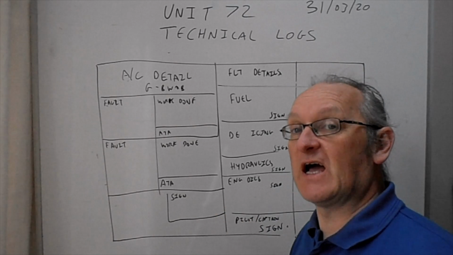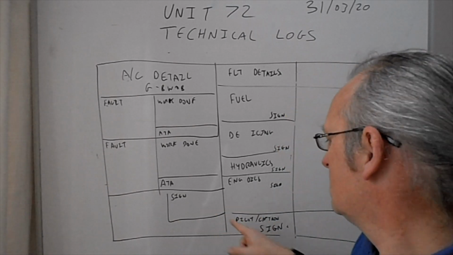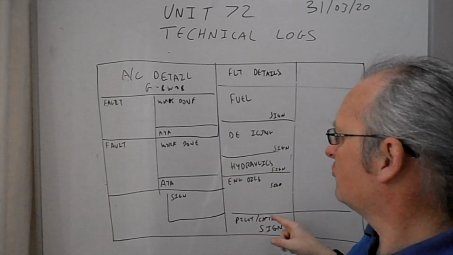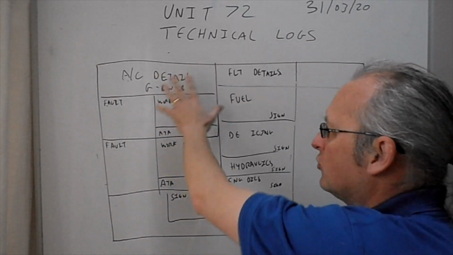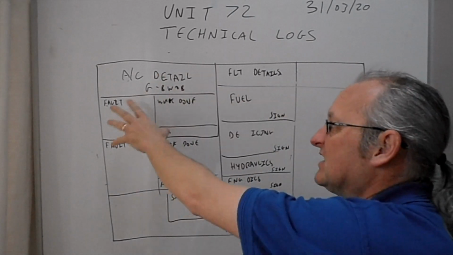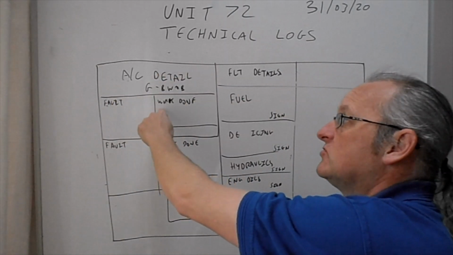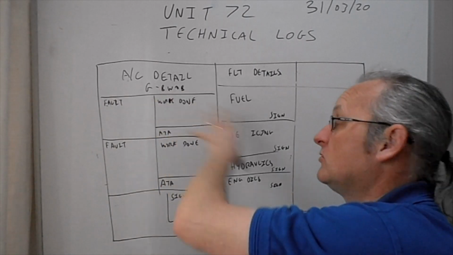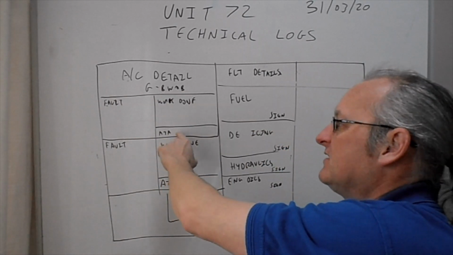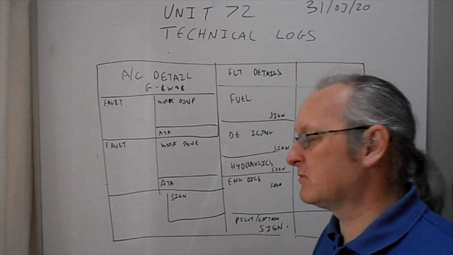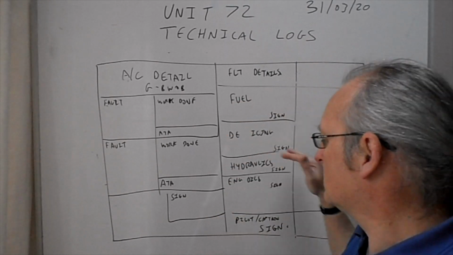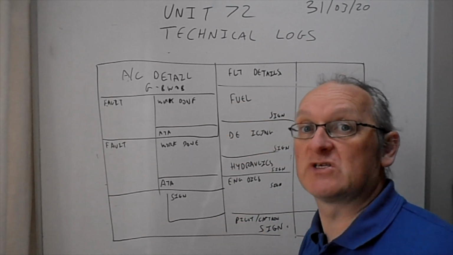The responsibility is then handed back to the aircrew, who will look at this and say, am I happy that all of this has been done? If there's mistakes on this, if there's a fault there and there's nothing in the work done box, they will not accept the aircraft. If the ATA chapter isn't the correct one, they won't accept the aircraft. If anything's missing on here, they have the authority not to accept the aircraft.